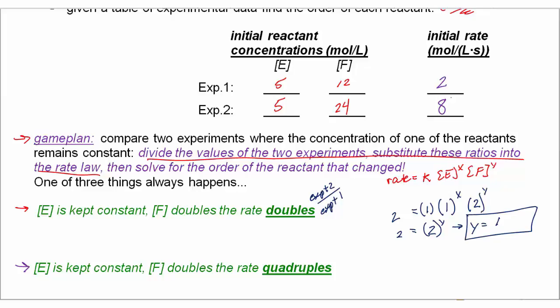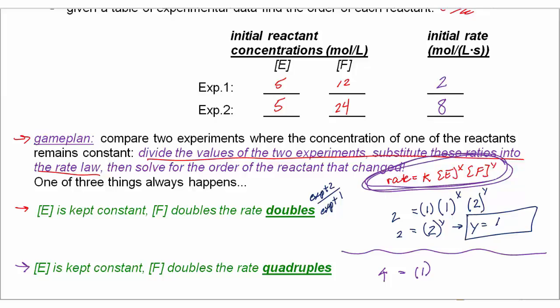Okay, now we do the same thing. Divide the data, find the ratios, substitute it into the rate law, and see what we get. Divide the two rates. 8 divided by 2 is 4. Divide the two rate constants, we get 1 again. I'm just following this. I divided the two rates. Now I divided the two rate constants for each experiment. Now I have to divide the concentration of E of each experiment. Well, 5 divided by 5 is 1 again, raised to the X power.